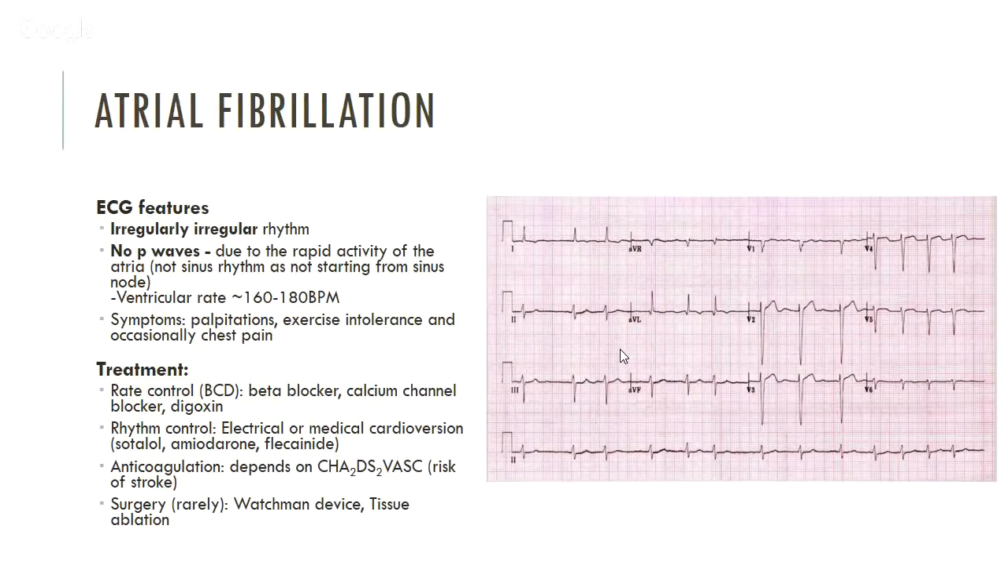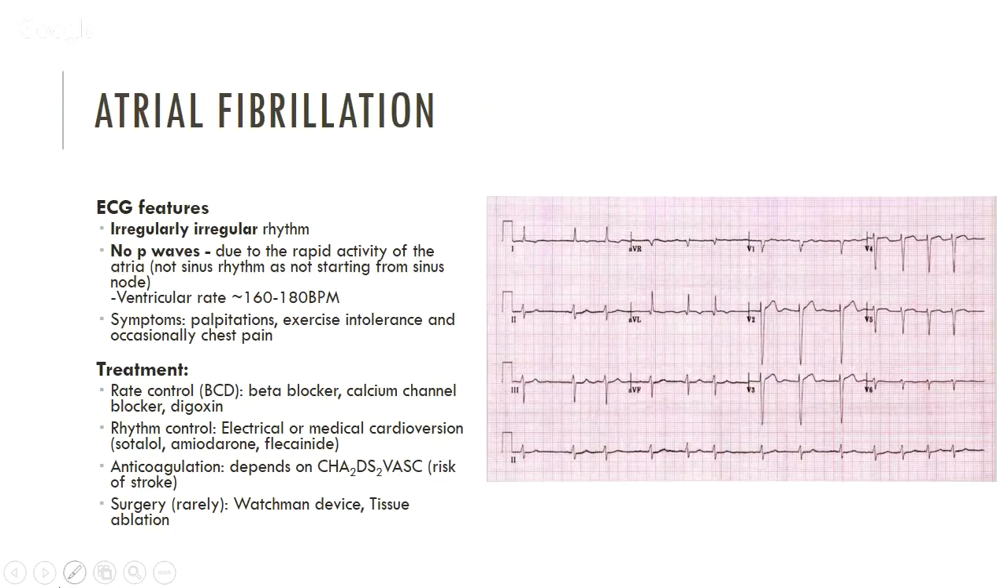So AF, as I mentioned previously, is very important to be able to pick up. It's an irregularly irregular rhythm with no P waves, and the symptoms could be palpitations, exercise intolerance, and some chest pain. I think Will's gone over the treatment, but there are three main principles: rate control, rhythm control, and anticoagulation. The way to remember rate control is B, C, D: beta blocker, calcium channel blocker, or digoxin. Those are your drugs. And for rhythm control, the drugs will be sotalol, amiodarone, and flecainide.